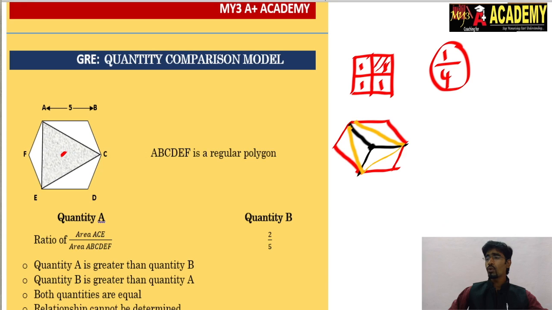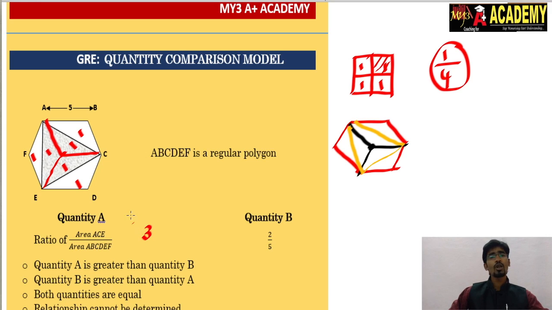Again, I am going to split each of them into 2 individual parts. So now my entire hexagon is split into 6 equal parts. You can just count the equal parts you made: 1, 1, 1, 1, 1 and 1. All these are unique parts, so definitely all 6 parts have equal area.